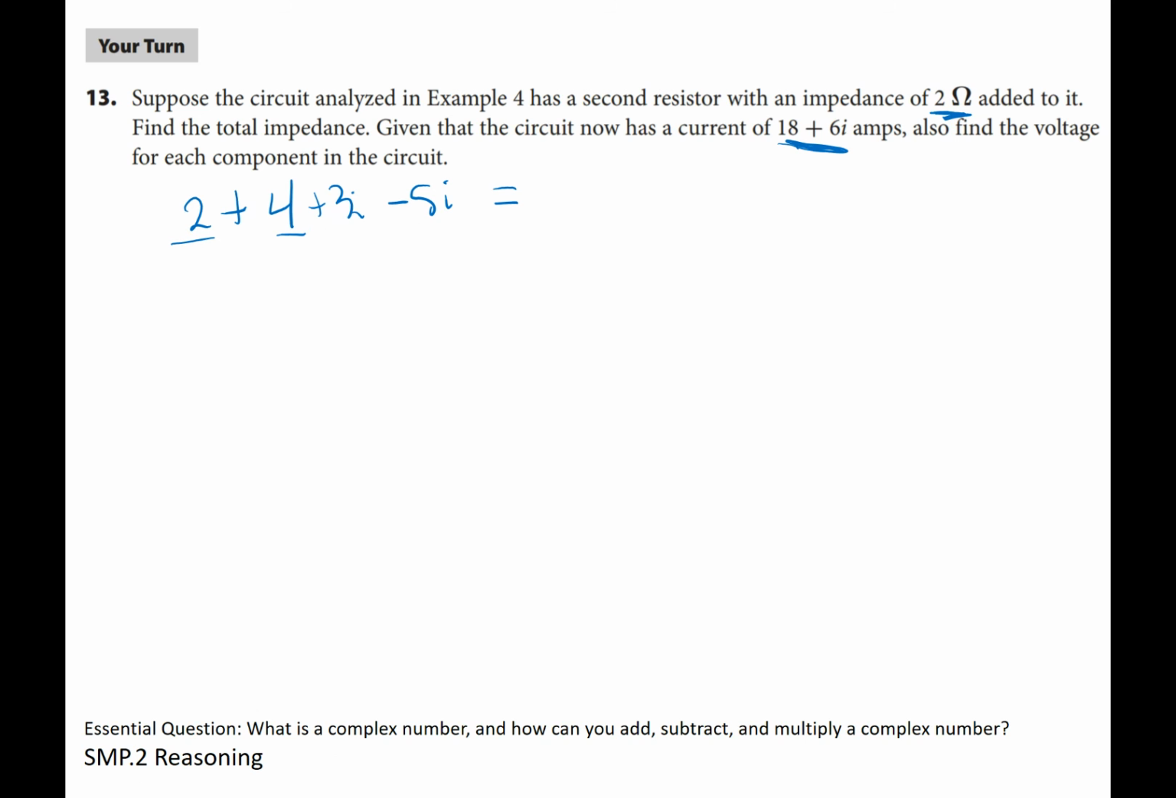We're just going to combine like terms like we did before. So 2 plus 4 is 6. And then 3i minus 5i is -2i. All right. Then we've got to find the voltage for each component, each part. So we need the voltage for the first resistor, second resistor, inductor, and the capacitor.